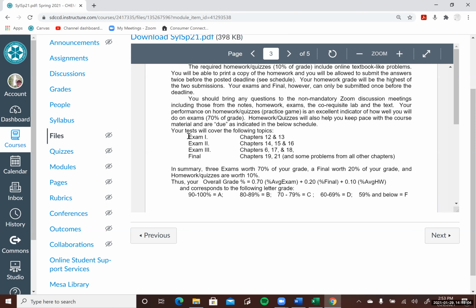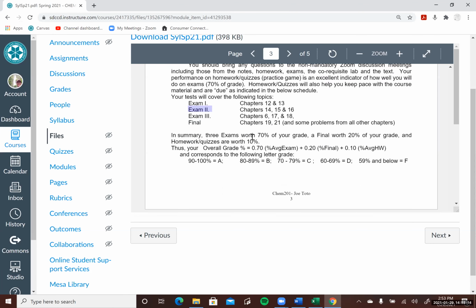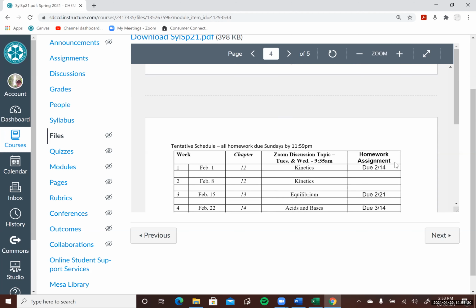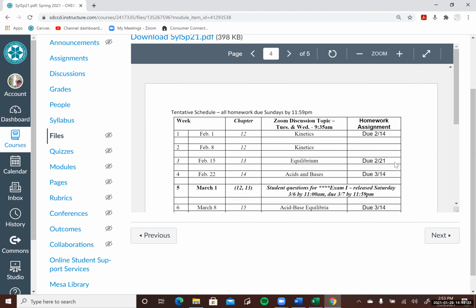Some words on how to access the content are in here. The breakdown of your exams and your grade. Exam 1 is going to include these first two chapters, kinetics and equilibrium. Exam 2, and so forth. The final is going to be cumulative. And then the breakdown of your final grade, 70% are from exams, 20% final, and 10% is the homework grade, which Canvas calls quizzes.